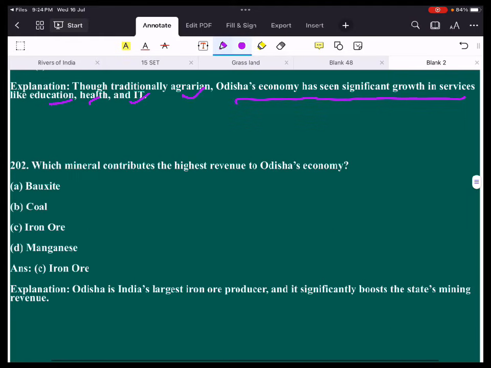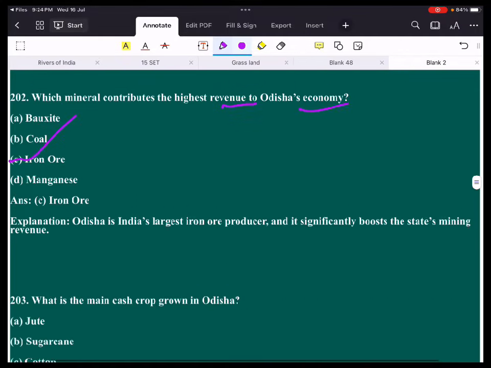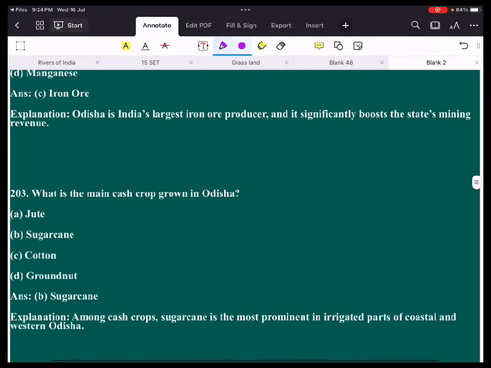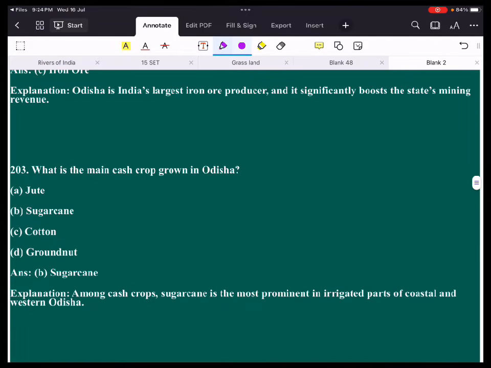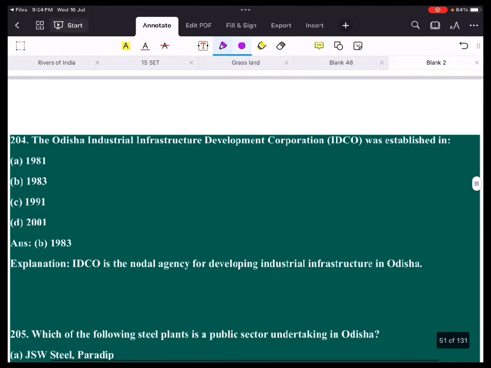Which mineral contribute the highest revenue to Odisha economy? That is option C, iron ore. What is the main cash crop grown in Odisha? That is option B, sugarcane. The Odisha Industrial Infrastructure Development was established in 1983.